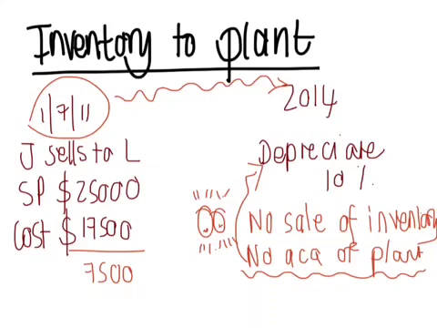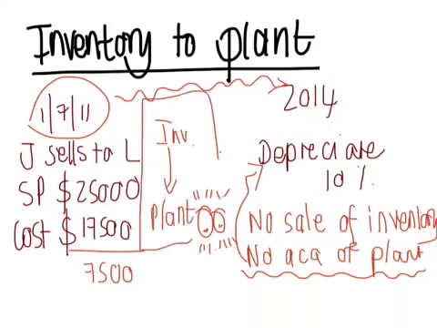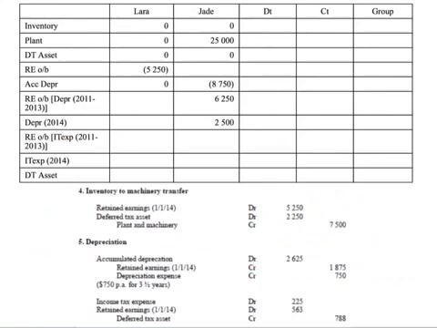So from a group perspective, what actually happened? We had a reclassification of inventory to plant. And this is our aim, that in the end, it just appears as though a piece of inventory was reclassified as plant. And our adjusting entries should get us from the combined results of the individual accounting records to a consolidated set of results where inventory is reclassified as plant. So let's have a look at what the necessary adjustments are.